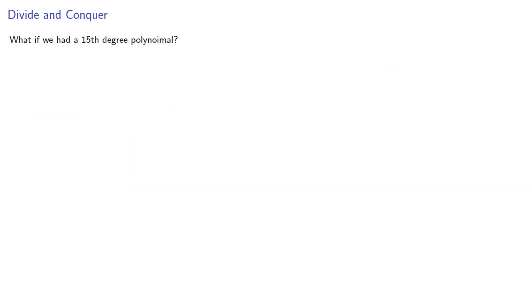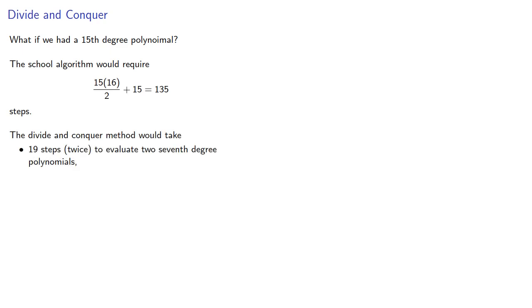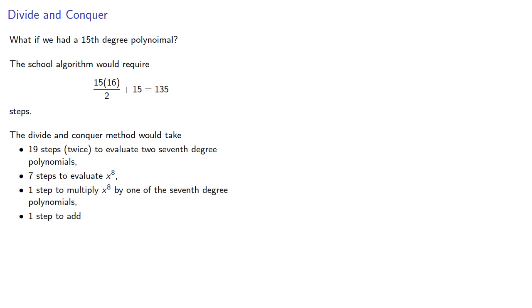What if we had a 15th degree polynomial? The school algorithm would require, the divide and conquer method would take 19 steps twice to evaluate 2 7th degree polynomials, 7 steps to evaluate x to the 8th, 1 step to multiply x to the 8th by one of the 7th degree polynomials, 1 step to add, for a total of 47 steps.